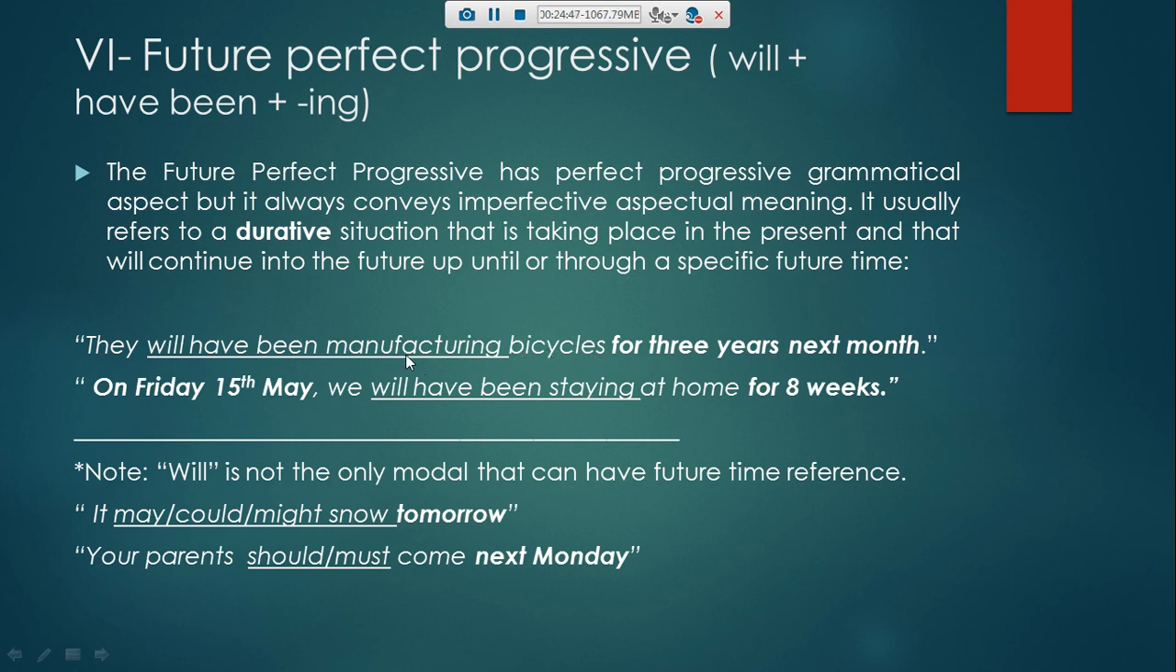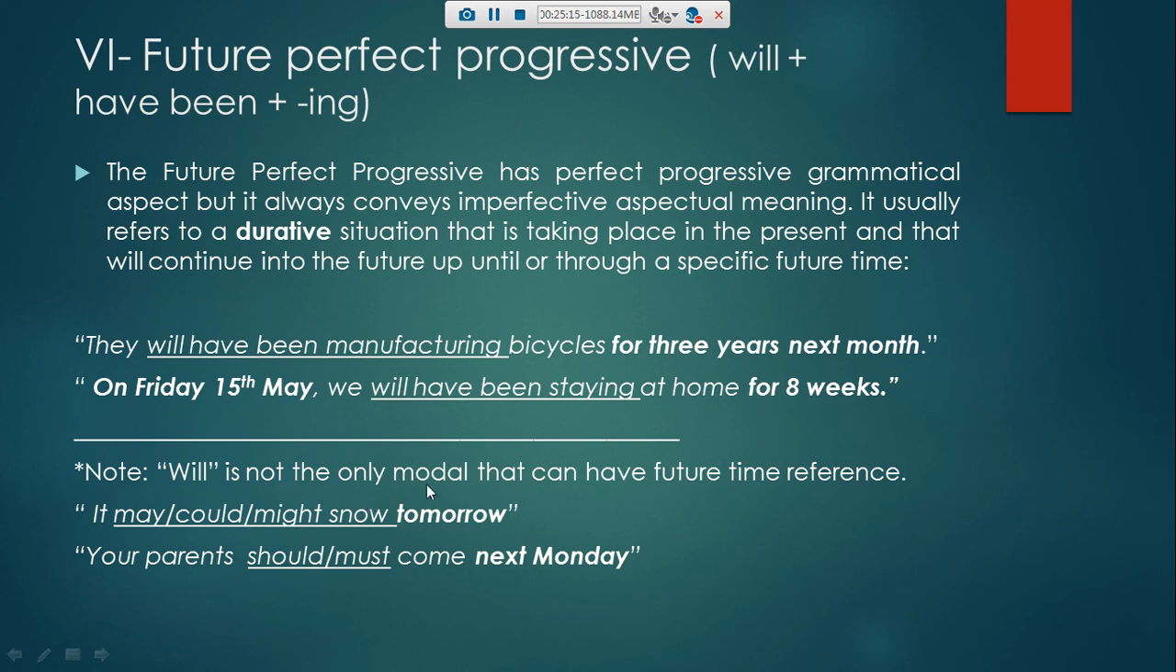So it means that at present, they are manufacturing bicycles. But next month, in June, they will have been doing that for 3 years, because apparently they started in June 2017. Or on Friday, the 15th of May, we will have been staying at home for 8 weeks.